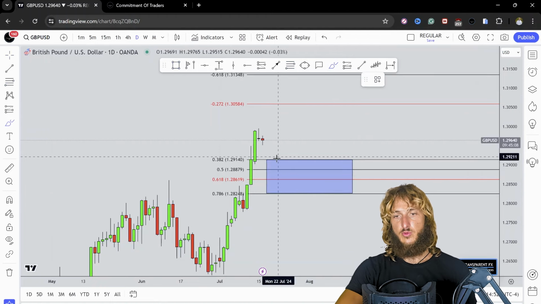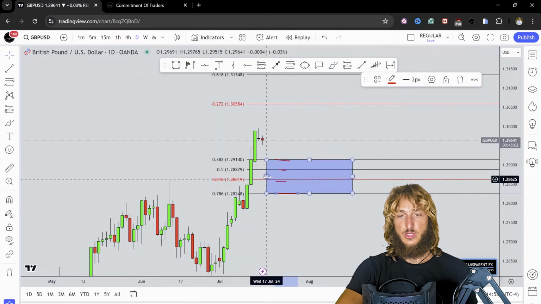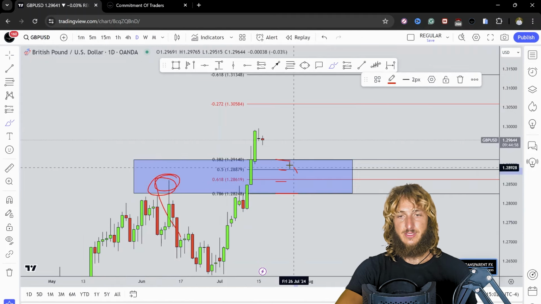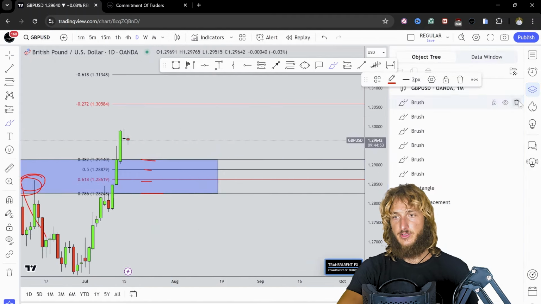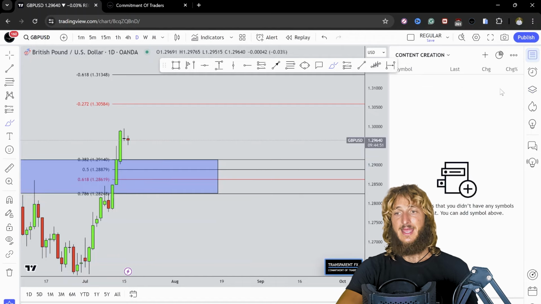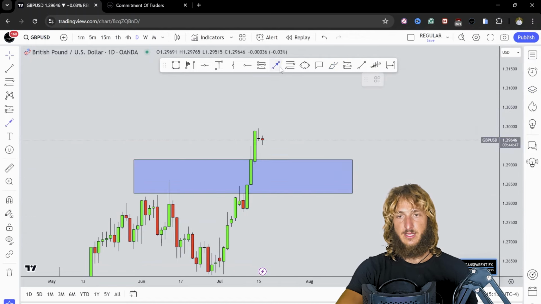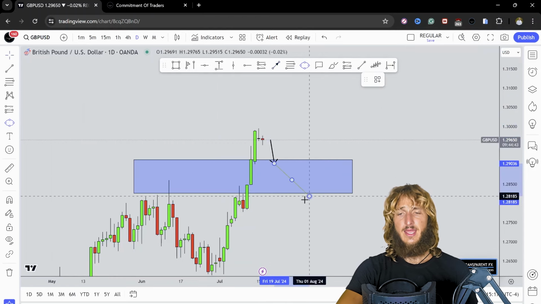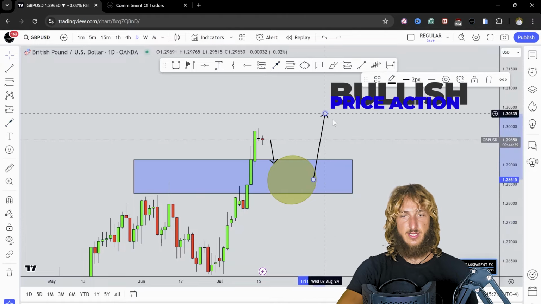So the area in between the 0.382, 50%, 0.618, and 0.786 Fibonacci retracements, which again, if we extend it to the left, we can see how it is also the previous resistance turned support. Therefore, we have confluence of support inside of this area. And as I already explained, inside of a confluence of support area, there is an increased probability of getting institutional longing. So if the market will correct to this area, and we start to see institutional longing, that could push this price higher.